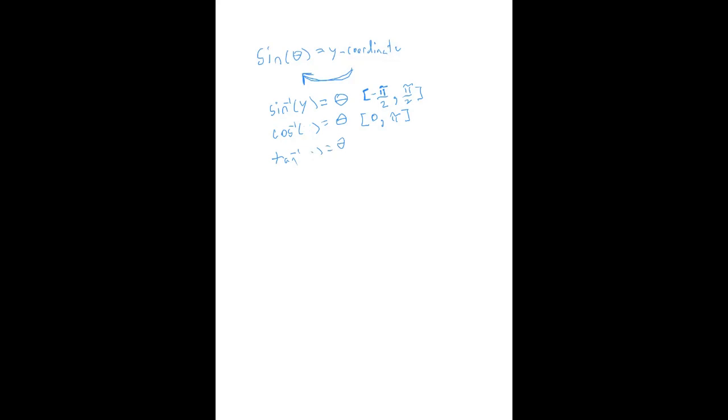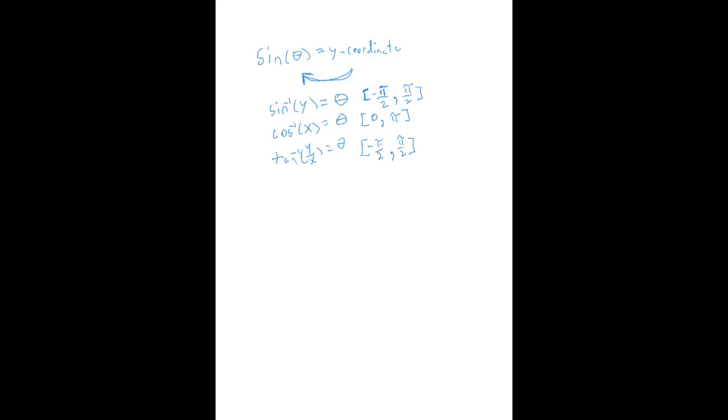Tangent is specifically sine over cosine, so y over x. And tangent is very nice for the graph of tangent because it is exactly one regular period of tangent. So one continuous portion of the graph of tangent.